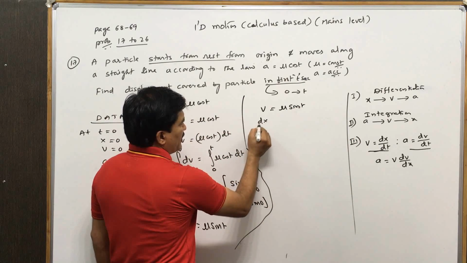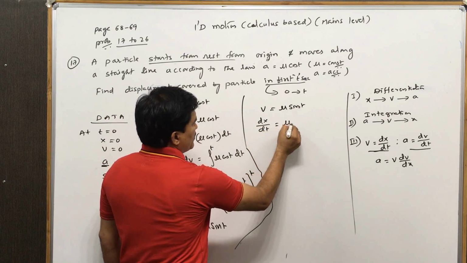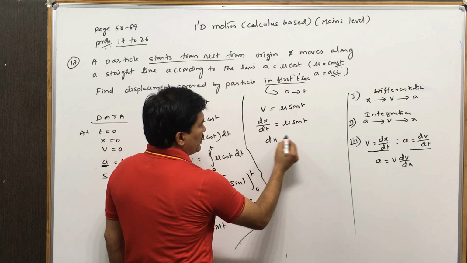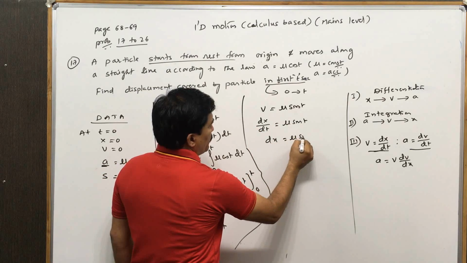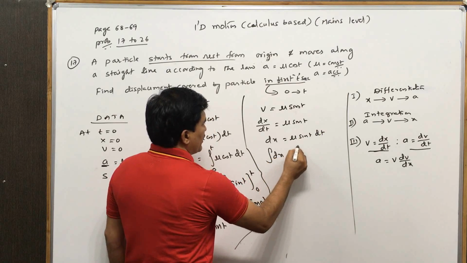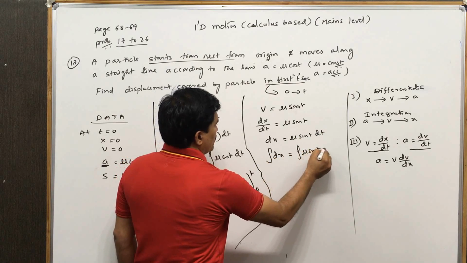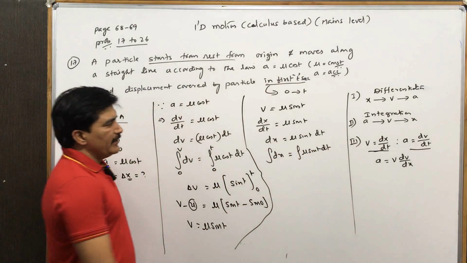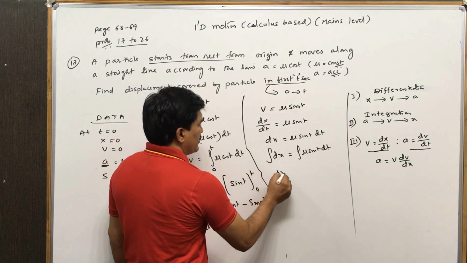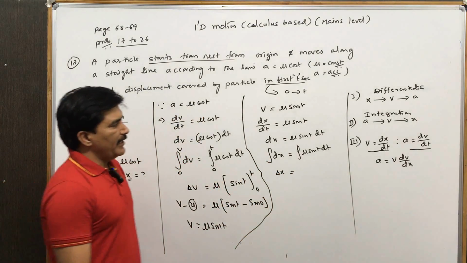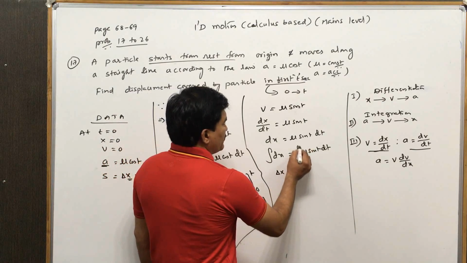So, I can write this as dx by dt, that is mu sin t, then separating similar quantities you will get dx is mu sin t dt. Integrating this on both sides leads to this equation. Again, the integral of dx I can write directly as delta x, that is the required one, which is nothing but displacement, and here limits are from 0 to t.